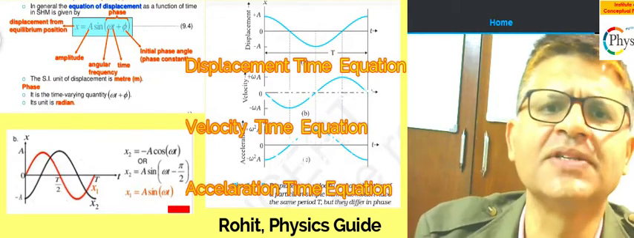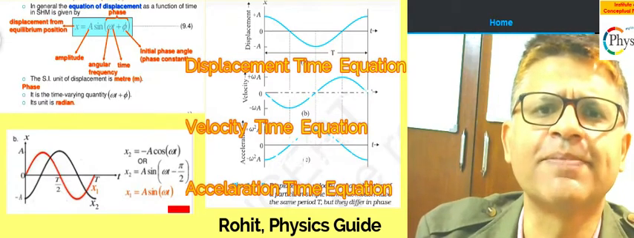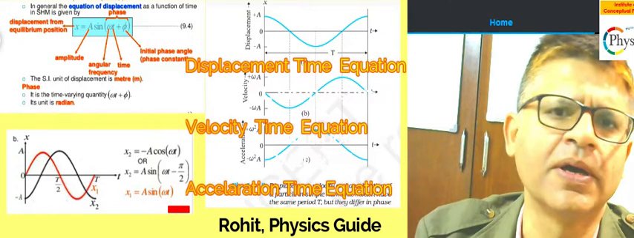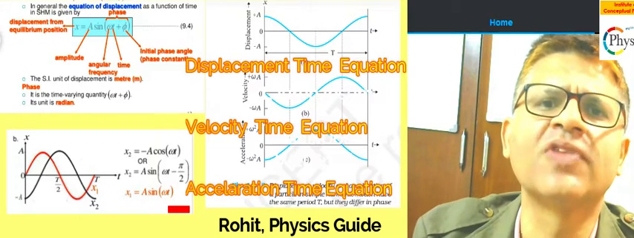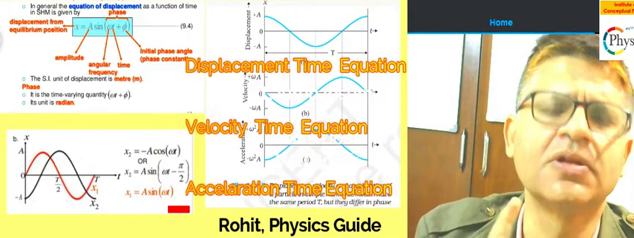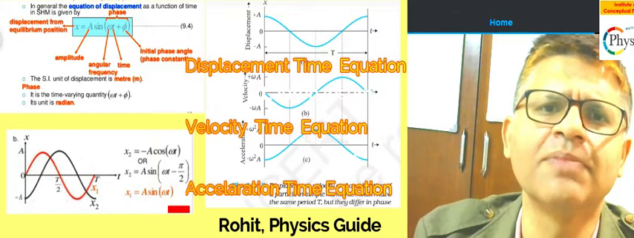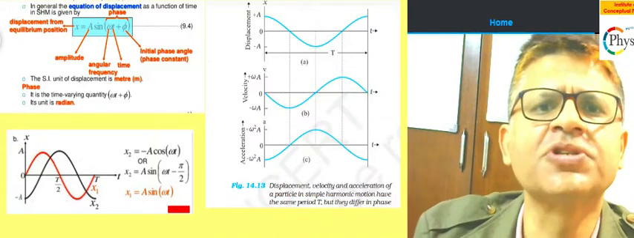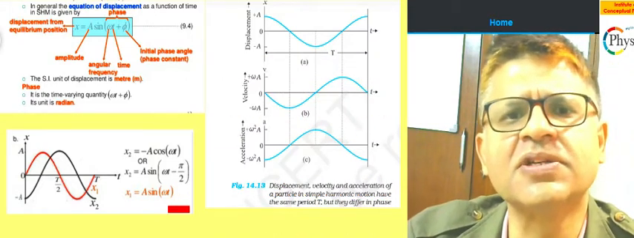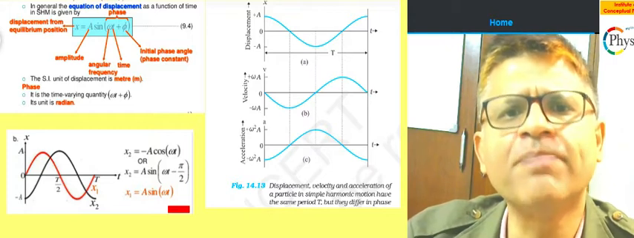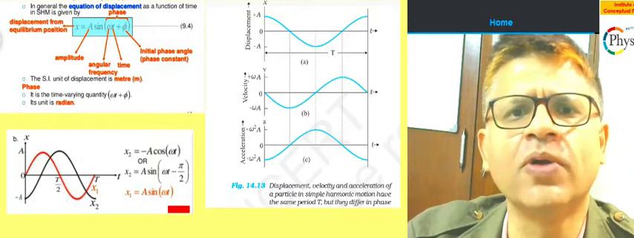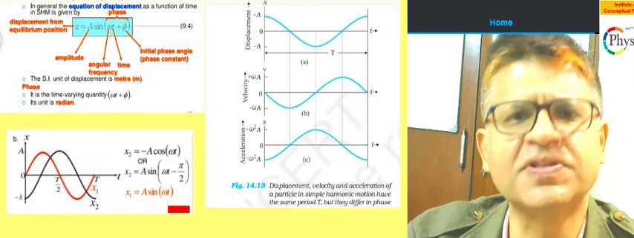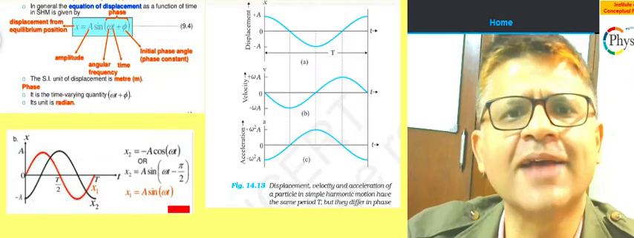First equation that describes the motion is the displacement time equation. The second is velocity time equation. The third is acceleration time equation. These three trigonometric functions define different parameters of a body undergoing simple harmonic motion: position, velocity, and acceleration.